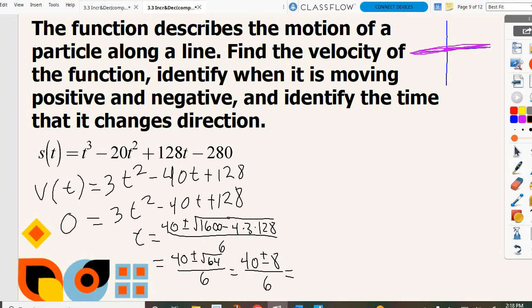Okay. So then, what is 40 plus 8 divided by 6? 80 divided by 6. Which is 8. Okay. And then, what is 40 minus 8 divided by 6? 32 divided by 6. It's gonna be a fraction. Leave it as a reduced improper fraction. 16 over 3.